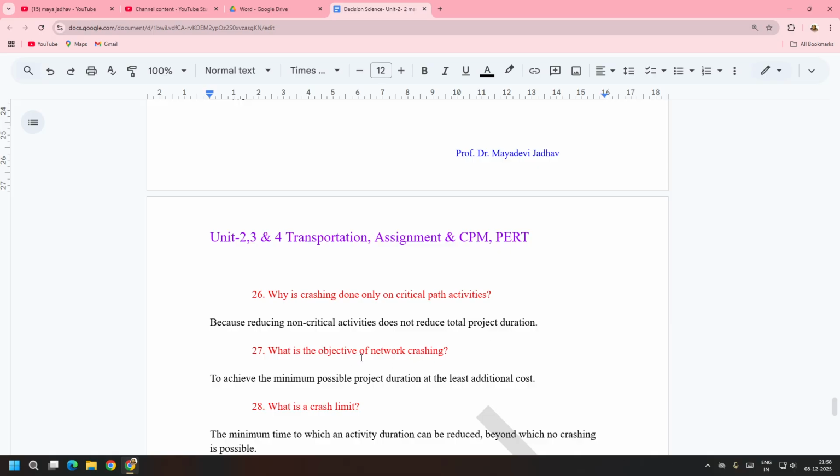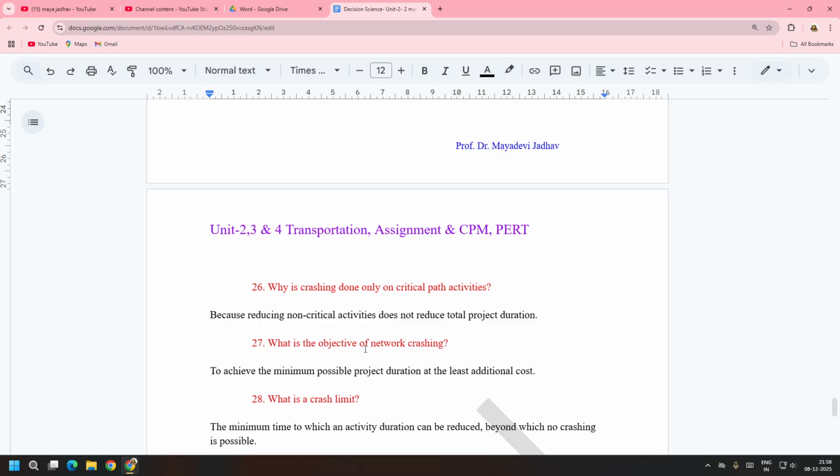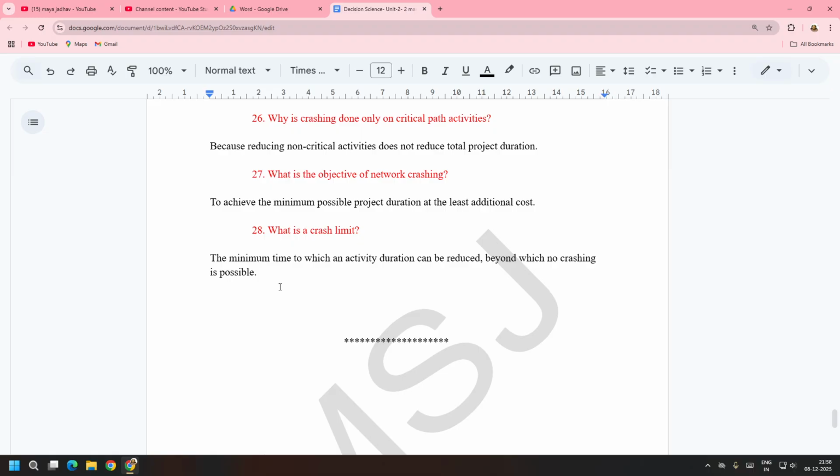What is the objective of network crashing? To achieve the minimum possible project duration at the least additional cost. What is crash limit? The minimum time to which an activity duration can be reduced, beyond which no crashing is possible. This is all about the CPM part, 3 units.